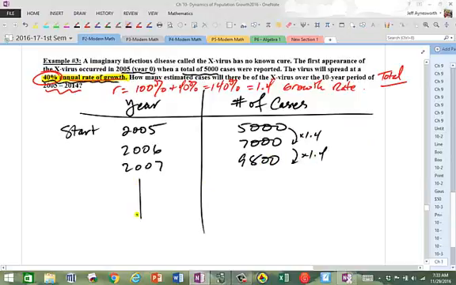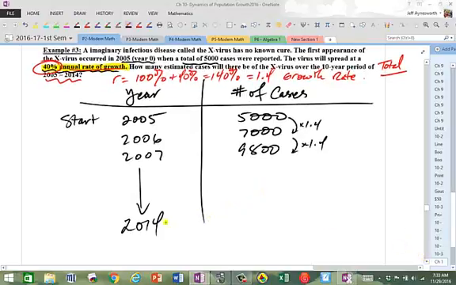All right, the question is, what is there in 2014? Because I'm not going to list them all. How many is there? What we need to do is use our explicit function to figure out what that is. We know the common ratio here is 1.4. We know the first term is 5,000. So let me write this out in red here.